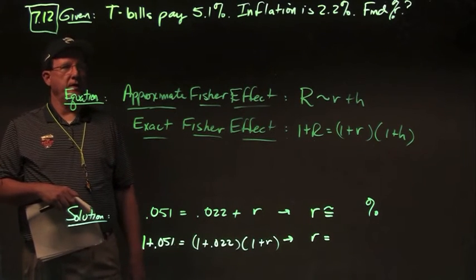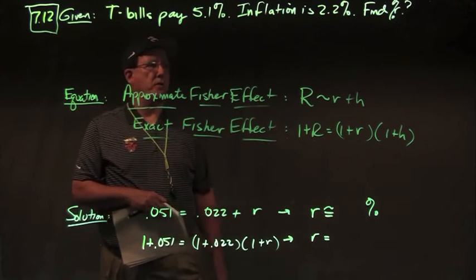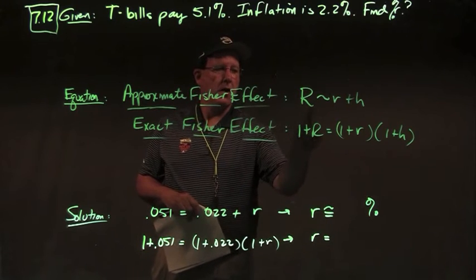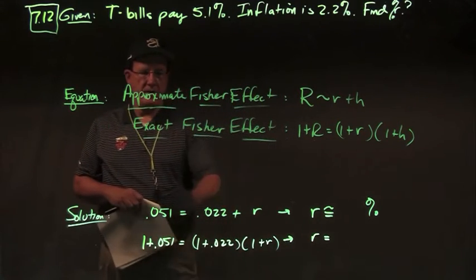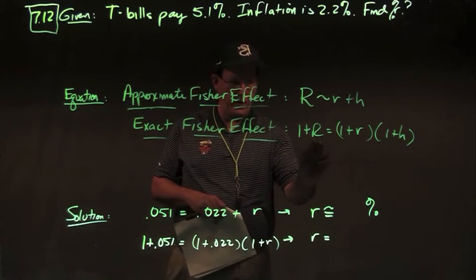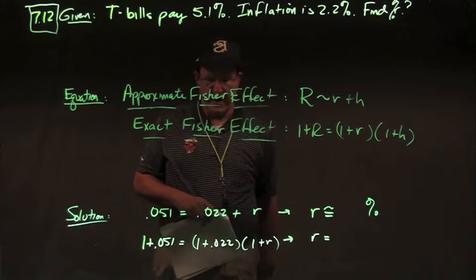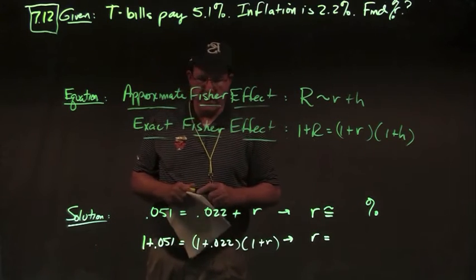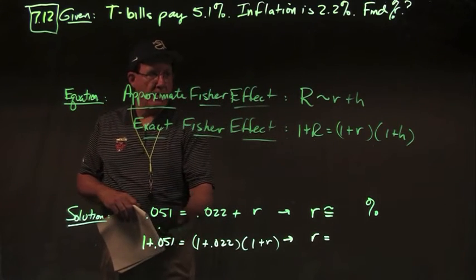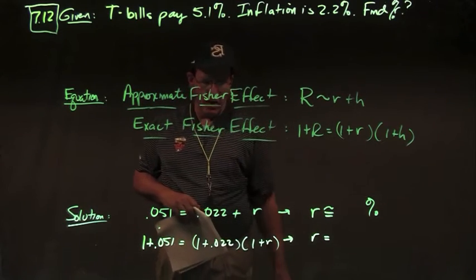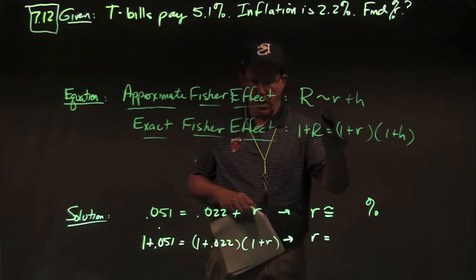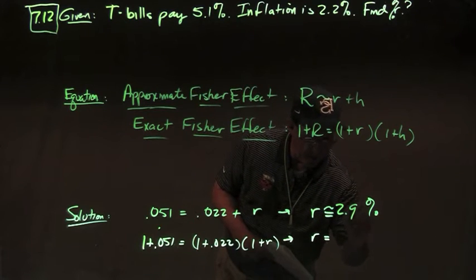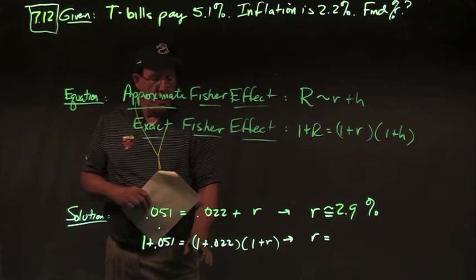In problem 7.12, we're given that T-bills pay 5.1%, inflation is 2.2%, find little r. And our equation for the approximate Fisher effect is big R, or total return, equals approximately little r plus little h. The exact Fisher effect says 1 plus the nominal rate, or total rate, equals 1 plus little r times 1 plus h. So let's do the approximate in our head, and let's do the exact using this second equation. So using approximate Fisher effect, 0.051 is our big R, 0.022 is h, and then r is r. So we're solving for r. 0.051 minus 0.022, we get 2.9% as an approximation.